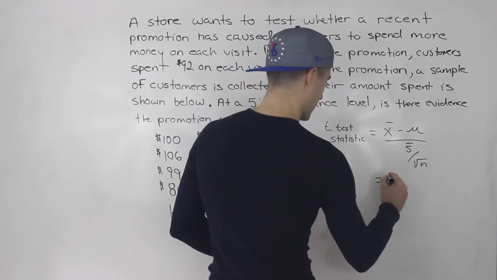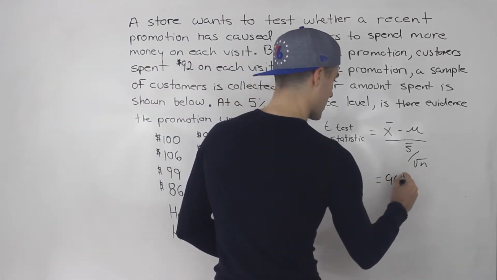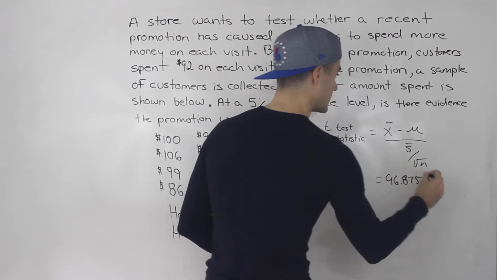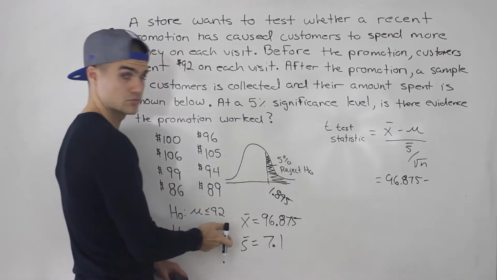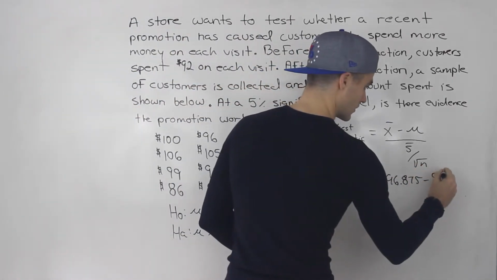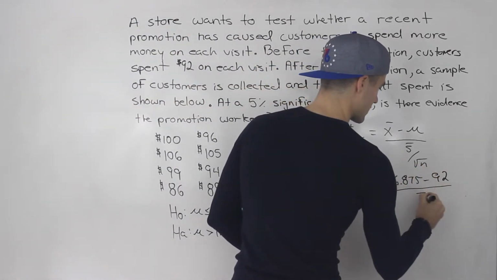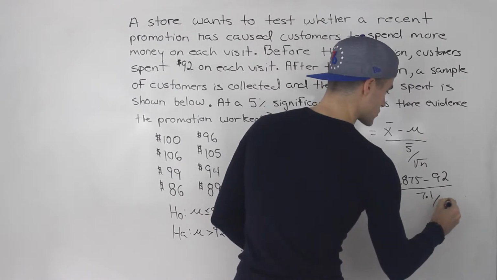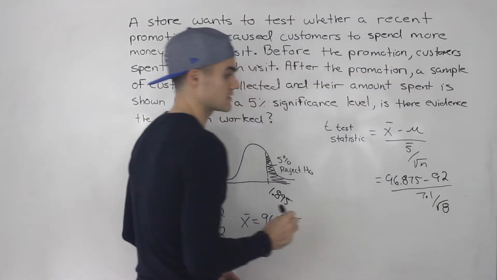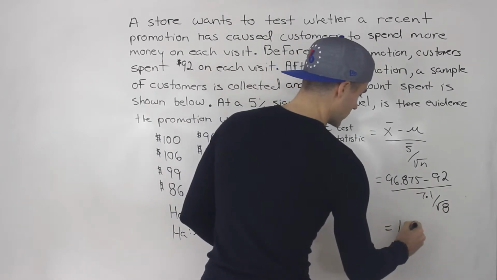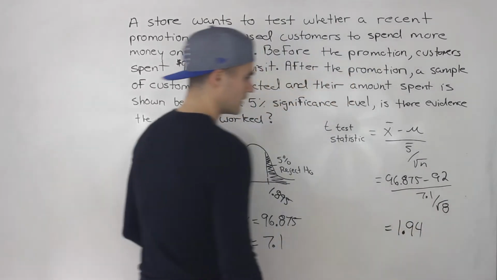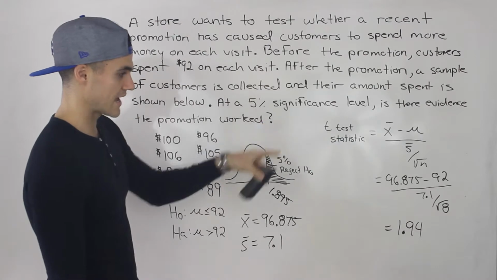So we would have 96.875 minus the population mean, which is 92, over 7.1 divided by the square root of the sample size, which is 8. And when you do that calculation, you would end up getting 1.94. So that is our test statistic.